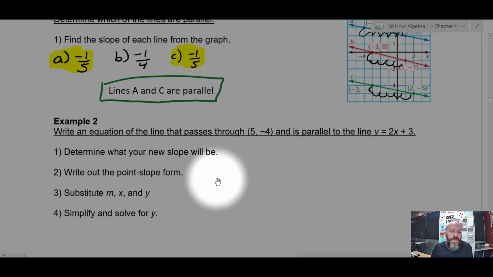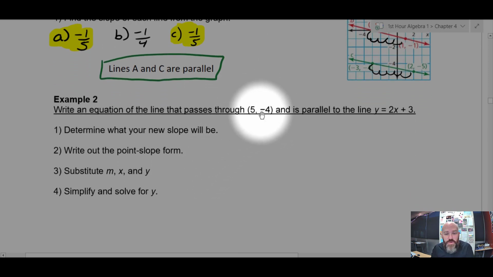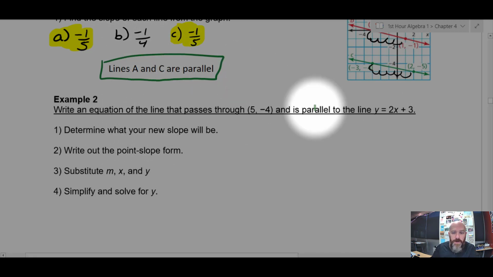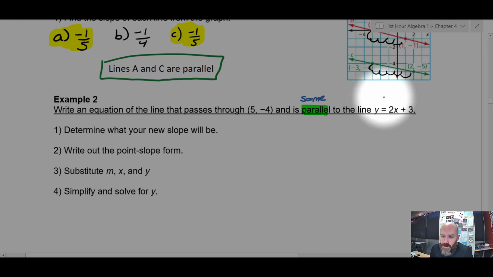Example 2, write an equation of a line that passes through a point and is parallel to line y equals 2x plus 3. So the first step we need to do is determine what our new slope will be. So I'm going to highlight where it says parallel, and right above it, parallel means the same, which means I need to find the slope of 2x plus 3.